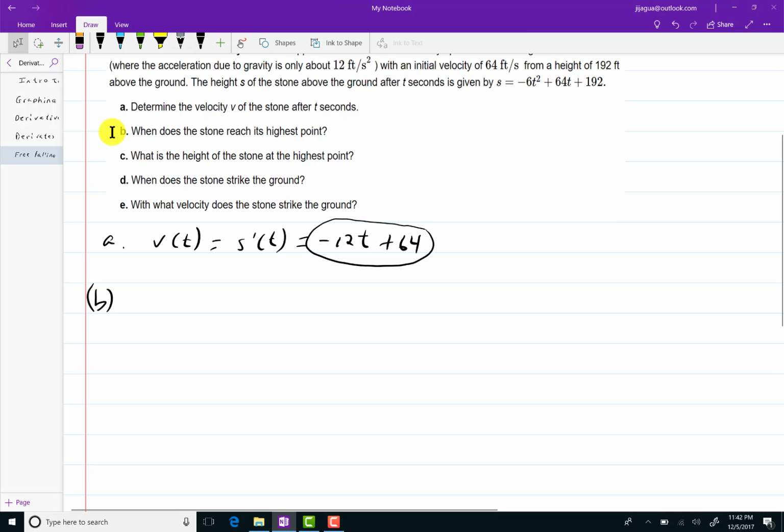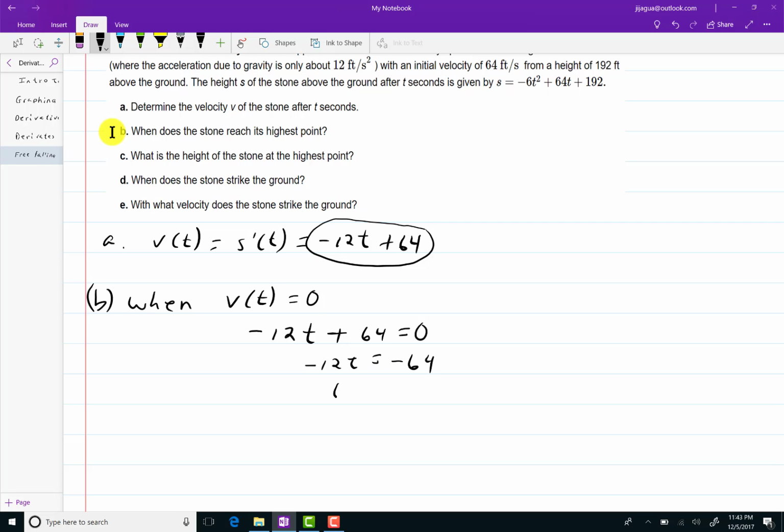When does the stone reach its highest point? Well, the answer to that is when v of t equals 0. If it reaches its highest point, it's neither going up nor down, so its velocity is 0. So when does that happen? Well, v of t I just had there, so I have to set negative 12t plus 64 equal to 0. Solving for t, I'll have negative 12t equals negative 64. T equals 64 over 12. I'll do the simplifying in my mind. That's okay. 32 over 6, 16 over 3. Probably could have divided by 4. So that is 5, and let's put decimals. 5.3 bar seconds.